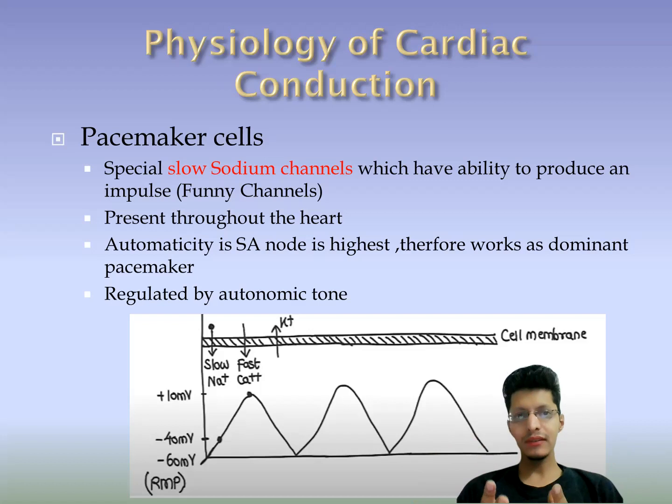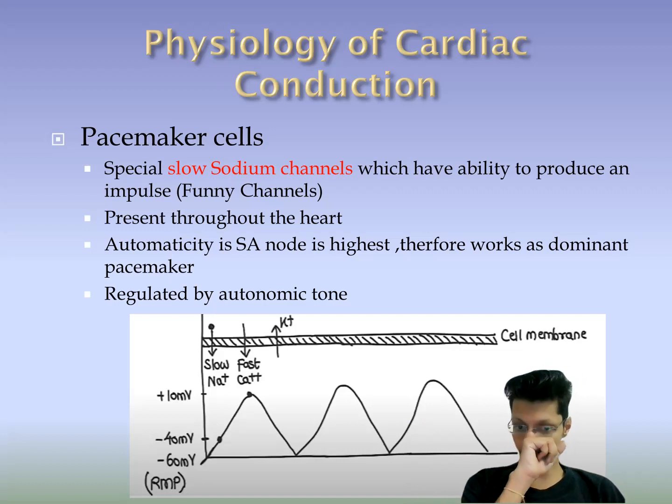What is special about them is that they have special slow sodium channels, which we also call funny current channels. And in this, the SA node has the highest automaticity. Every conduction node has automaticity, but the SA node has the highest, and that becomes the dominant pacemaker. If the SA node is destroyed, then the AV node will become the next pacemaker, and it is regulated by the parasympathetic system, that is by the autonomic tone.